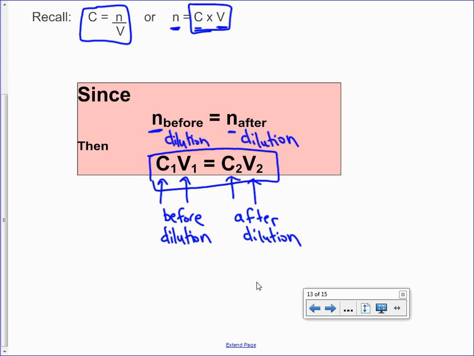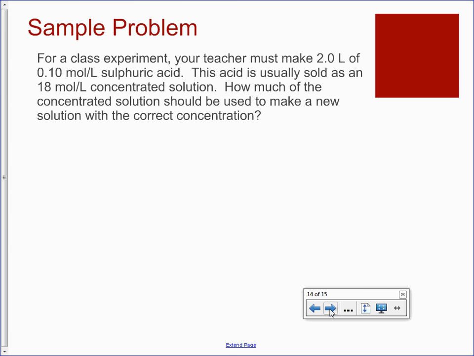We also refer to this equation as C1V1 is equal to C2V2, and it is a handy way to figure out what the concentration of a solution would be after dilution, or a very good way to figure out how much volume of a particular solution we would need in order to get to a certain dilution. So let's look at an example problem using C1V1.